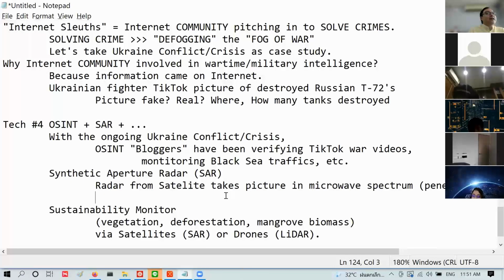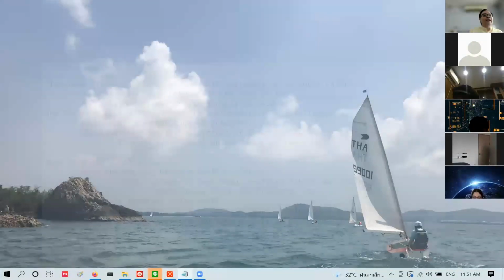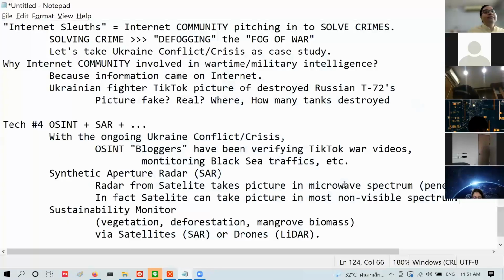In fact, a satellite can take pictures in most non-visual spectrums. It depends on what you want to use, right? If you want to penetrate clouds, you use microwave. If you want to measure heat, you use infrared, and so on. That gives you different information.